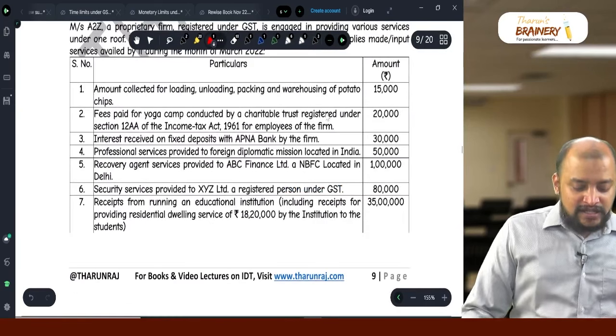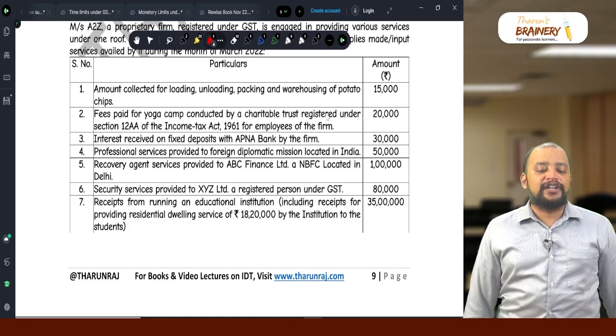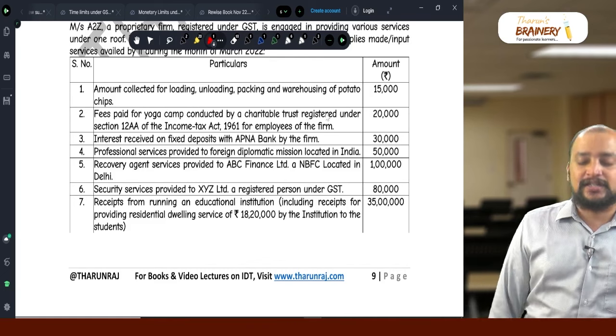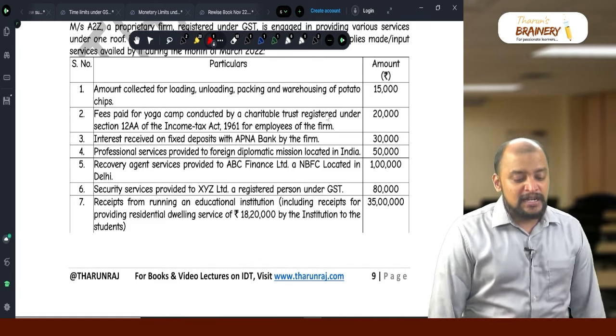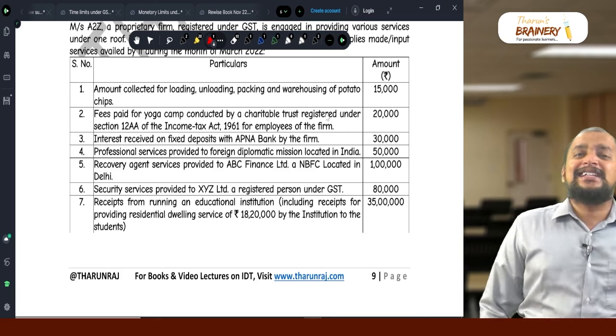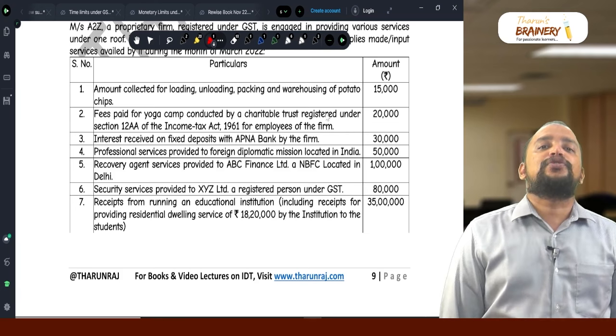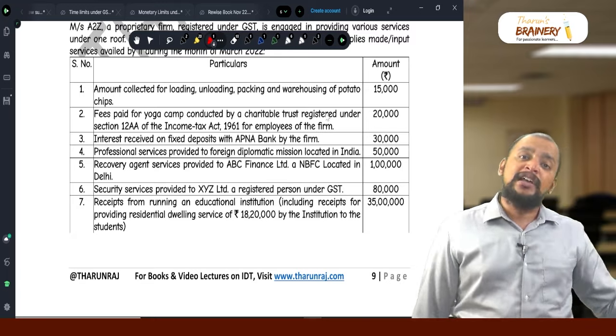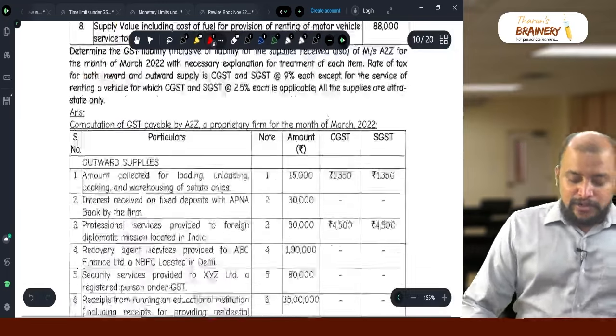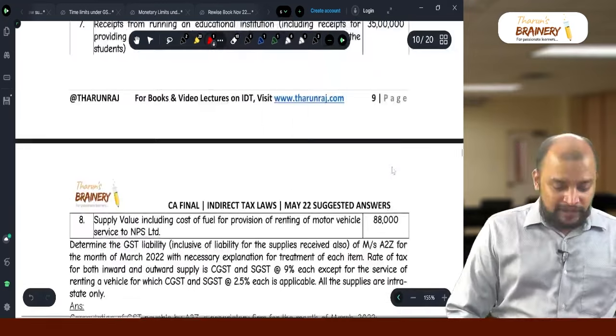Then next one, receipts from running an educational institution, including receipts for providing residential dwelling services, that is hostel services, by the institution to the students. Any service provided by an educational institution to its students, faculty and staff is exempted, including the hostel services. So entire 35 lakhs will be exempted.